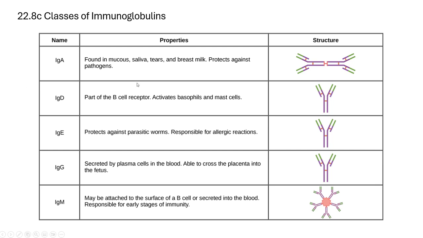IgD, this is the B cell receptor, right? So that characteristic Y shape that we talked about earlier. IgE, this is involved with allergies, asthma, and parasitic infections. IgG, secreted by plasma cells in the blood, and this can also cross the placenta, again conferring some passive immunity to the fetus before birth. And then IgM may be attached to the surface of B cells, secreted in the blood, things like that, right? And so lots of different types of antibodies, each having their own respective function.